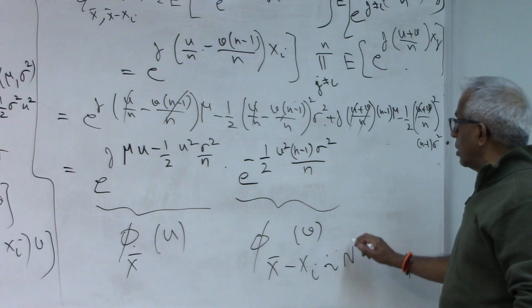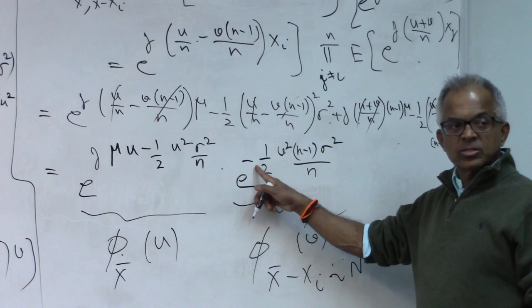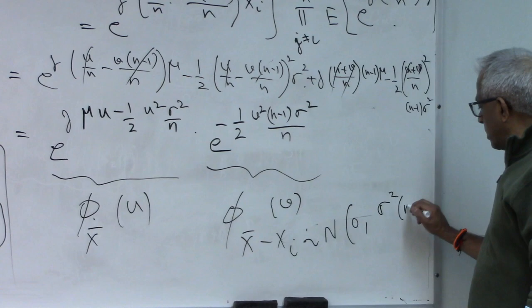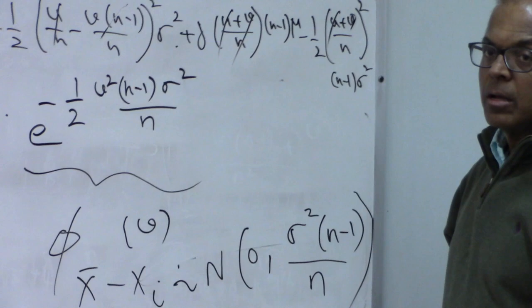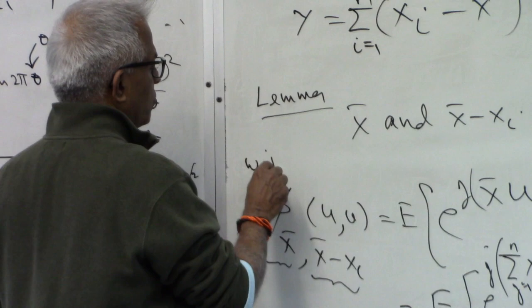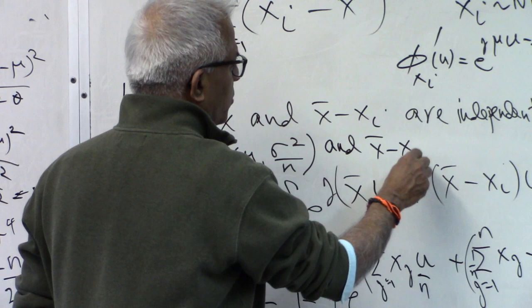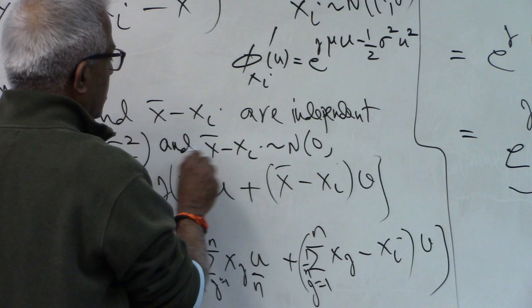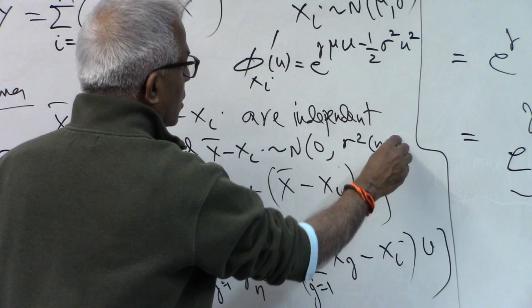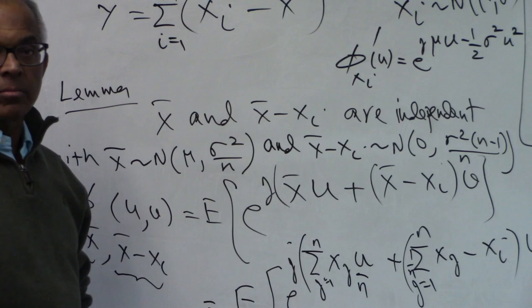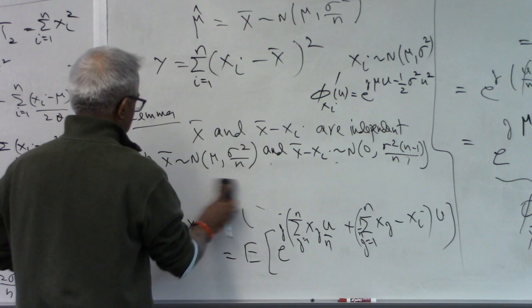So what it means is, this is Gaussian and there is no j term here. So this mean is zero, that's the important thing. This is zero mean and its variance is sigma squared multiplied by n minus 1 over n. So I'll complete the lemma here. The lemma says x bar and x bar minus xi are independent, we just proved it, with x bar being Gaussian with mean mu and variance sigma squared over n, which we knew. But what we didn't know is that this is also Gaussian with mean zero, and the variance is sigma squared times n minus 1 over n. But you certainly cannot see why they are independent here. So the lemma is just proved.